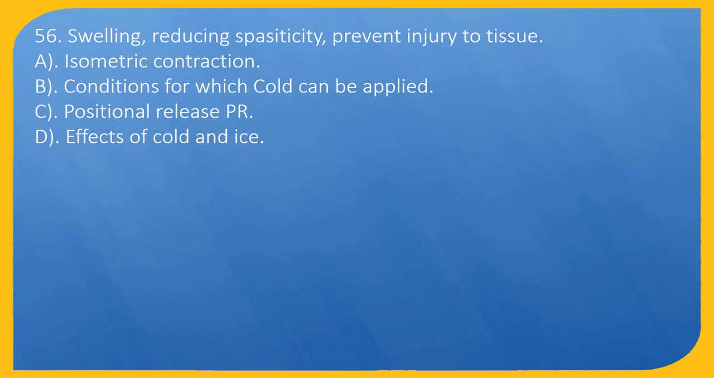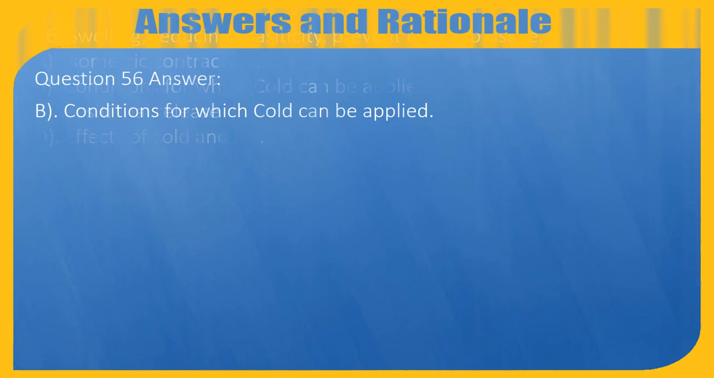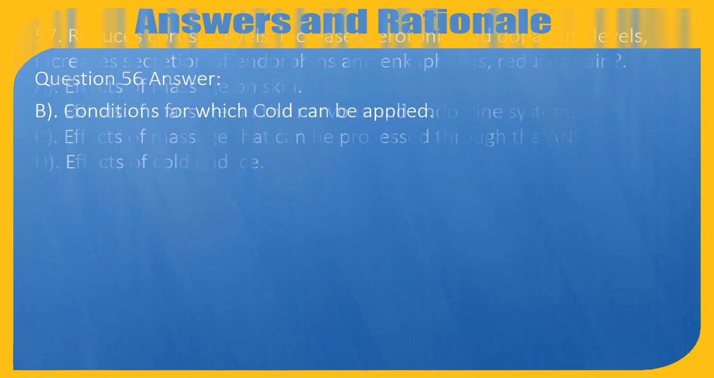Question 56. Swelling, reducing spasticity, prevent injury to tissue. A. Isometric contraction. B. Conditions for which cold can be applied. C. Positional release PR. D. Effects of cold and ice. Question 56. Answer B. Conditions for which cold can be applied.